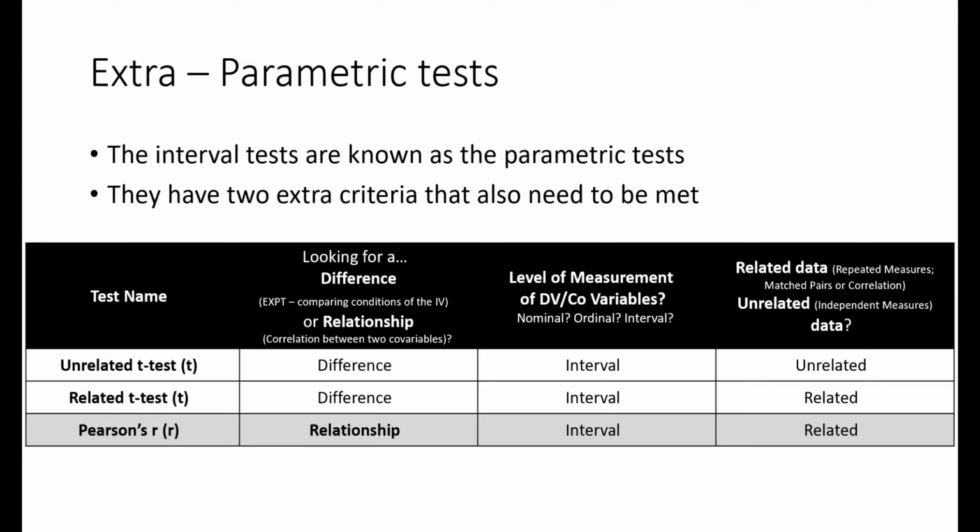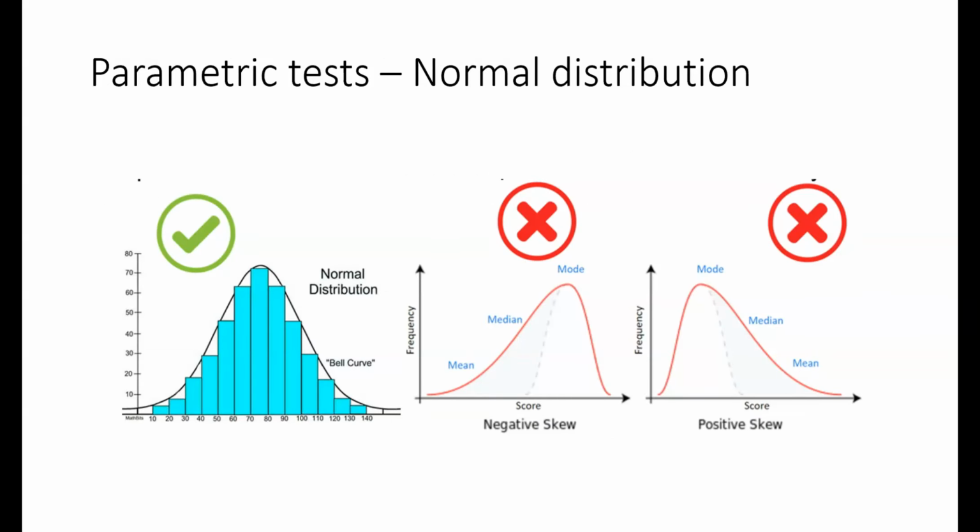The first extra criteria that needs to be met for these tests is a normal distribution. So this is something that you have actually looked at in the A-level already. What we want with our data sets from both conditions or both covariables is to look like a normal distribution, a nice symmetrical bell-shaped curve. We don't want any of the data, either overall or between conditions or covariables, to be positively or negatively skewed.